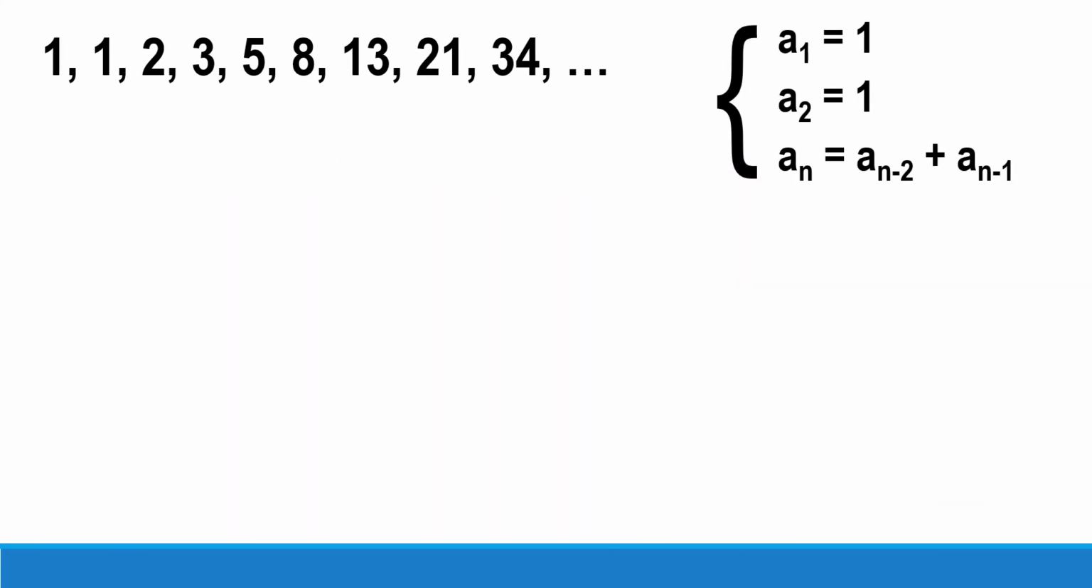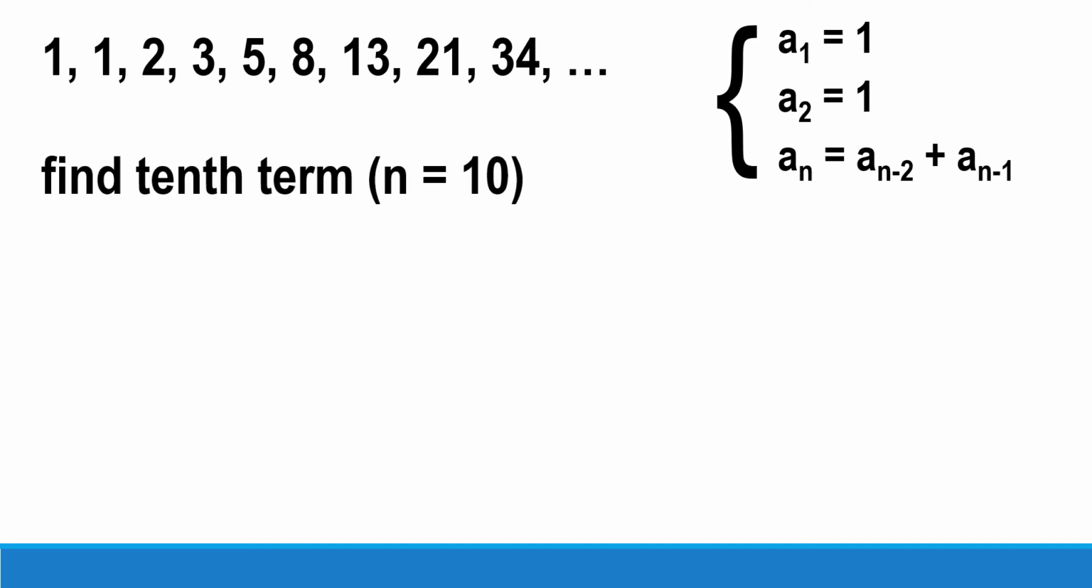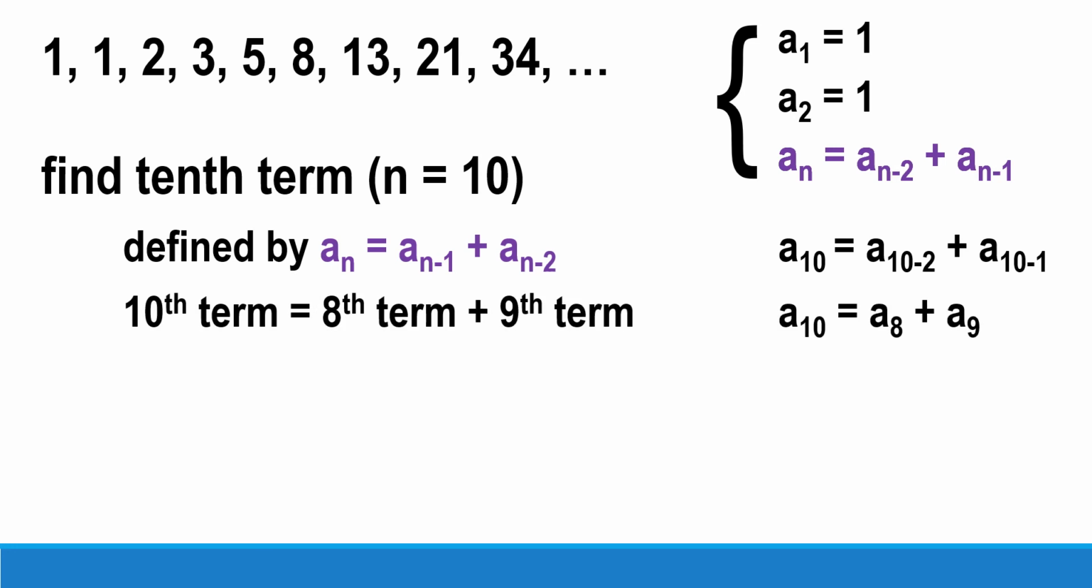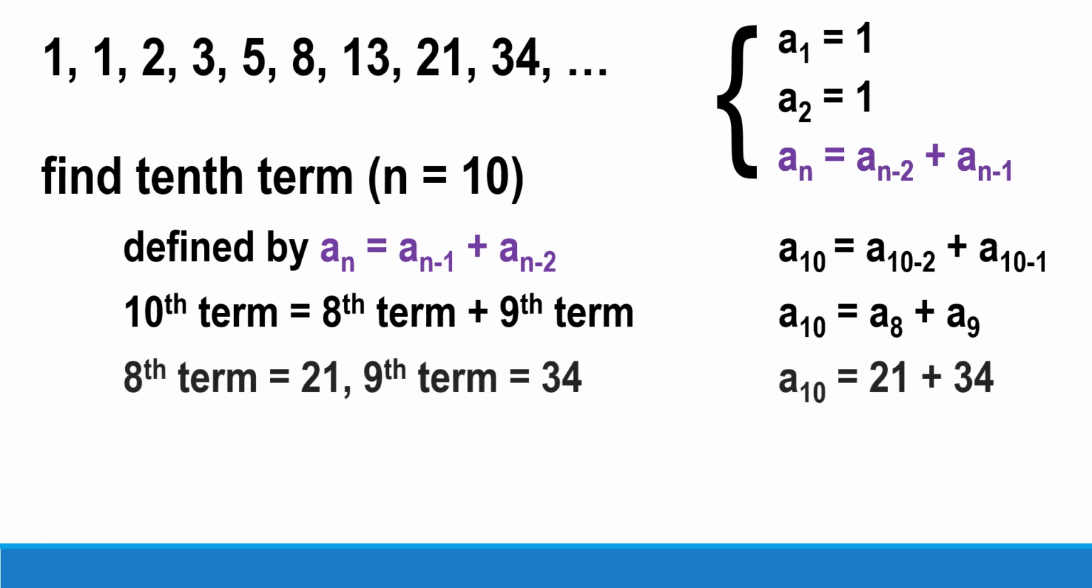Given the Fibonacci sequence, let's look at the next term, or in this case, the 10th term. We'll take the bottom equation of the formula and substitute 10 in for n. We'll say a sub 10 equals a sub 10 minus 2 plus a sub 10 minus 1. But 10 minus 2 is 8, 10 minus 1 is 9, and we'll rewrite it simply as a sub 10 equals a sub 8 plus a sub 9. Now a sub 8 is 21, a sub 9 is 34, so when we add those two numbers together, we come up with the 10th term of the sequence being 55.